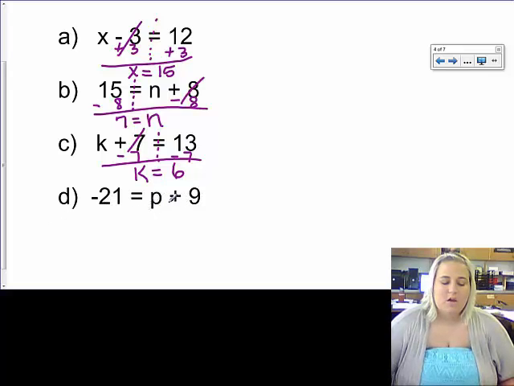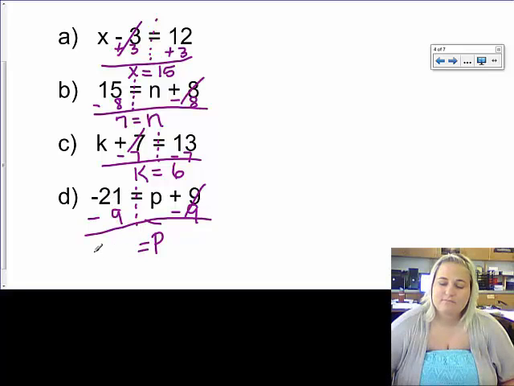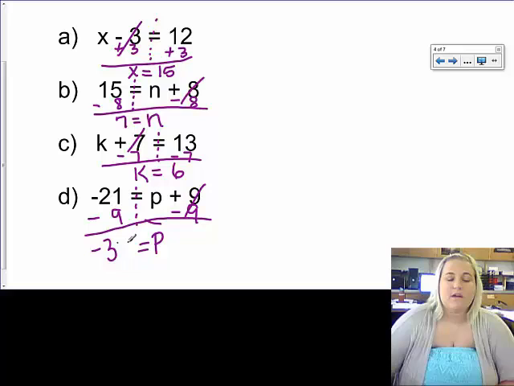On D, p is right here. 9 is being added to it. I want to get p by itself, so I'm going to do the opposite, which is to subtract 9. What I do to one side of the equal sign I must do to the other, so I'm going to subtract 9 from over here. So the 9's will cancel. I bring my p down. Negative 21 minus 9 is going to give me negative 30. Final answer.